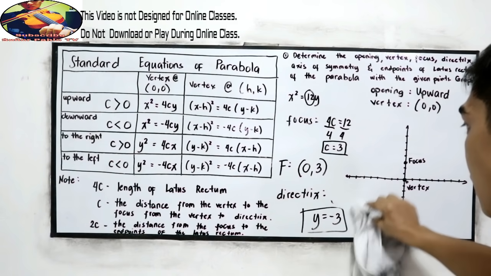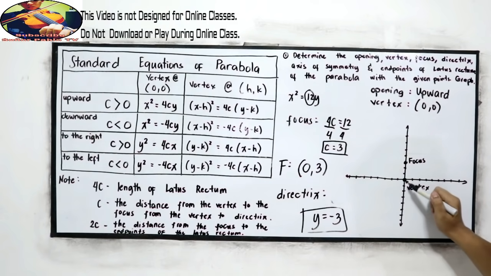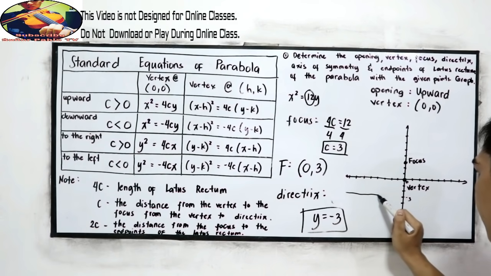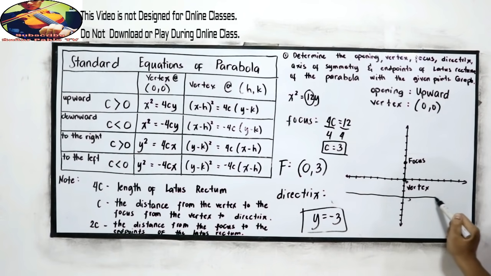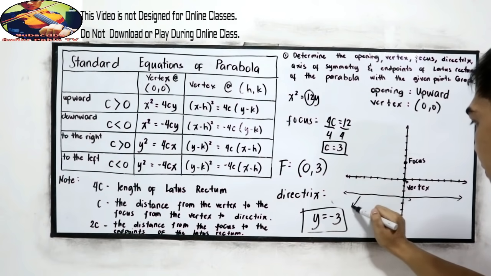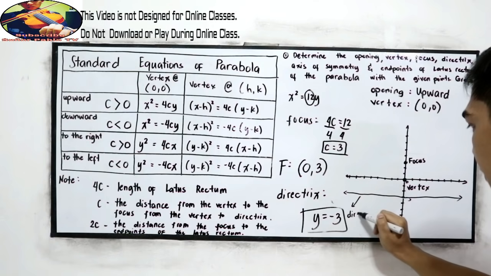Y is equal to negative 3. So if we're going to find y is equal to negative 3, it's here. Negative 3 is located here. So just create a line passing through negative 3. This will be our directrix.